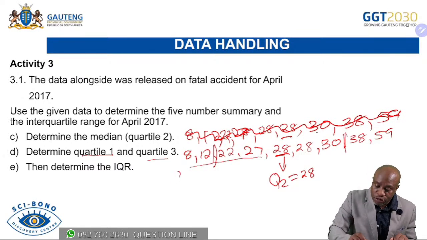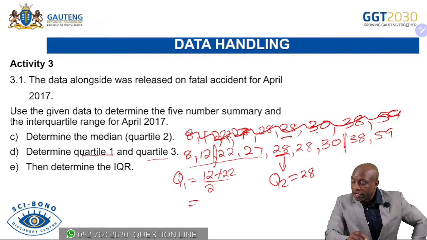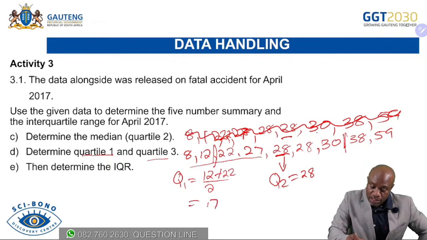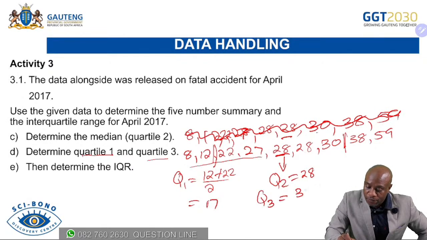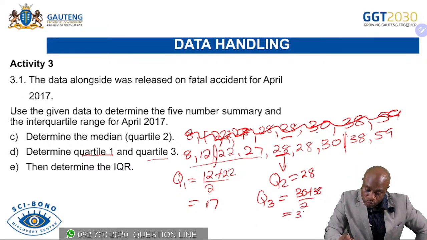So my Q1, which is my lower quartile, is going to be 12 plus 22 divided by 2, which is 34 divided by 2, which is 17. And my upper quartile is therefore 30 plus 38 divided by 2, and that will give me 34.